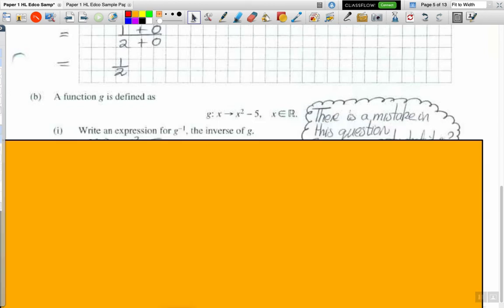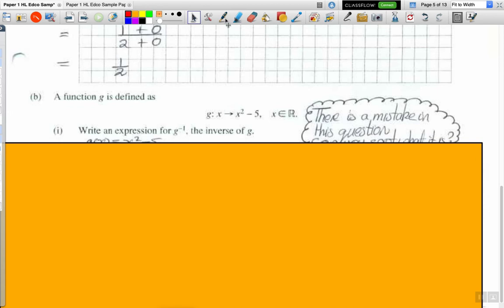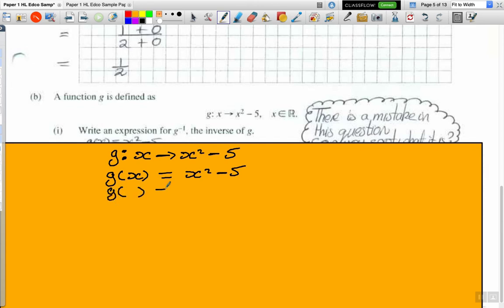This question says you've got a function g, so let's have a look at the function g. The function g is g double dot x becomes x squared minus 5. So we can write that as g(x) = x² − 5, and we can also write that as g(empty bracket) = (empty bracket)² − 5. Not that this is particularly relevant to this problem. In this problem we're looking for the inverse, so we're going to be using the middle version.